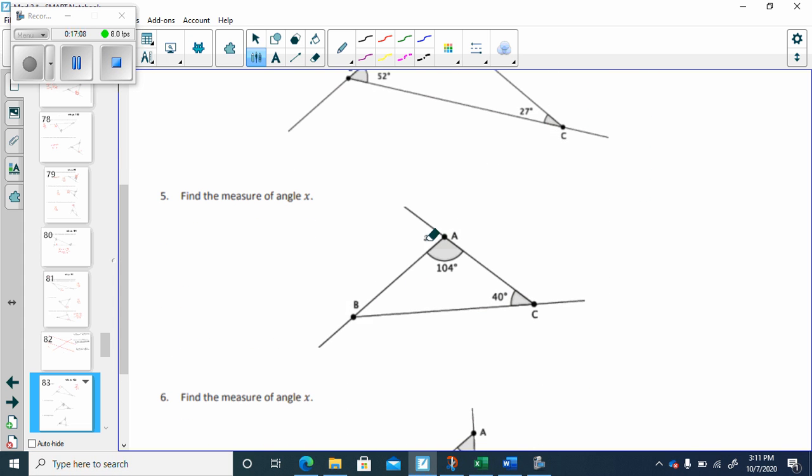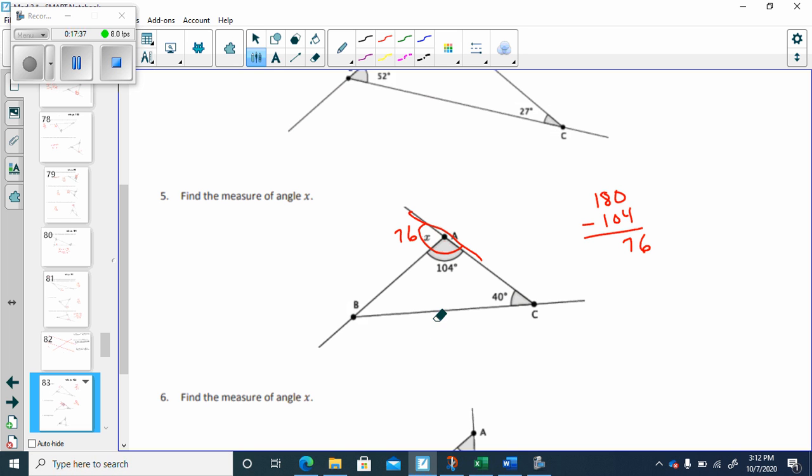I'm looking for this angle here, X. I've got the exterior angle. I don't have the two remote interiors. But I do have a straight angle here, don't I, with the value. I know these two add up to 180. So I can simply say 180 minus 104 would be equal to 76. This angle would be 76.